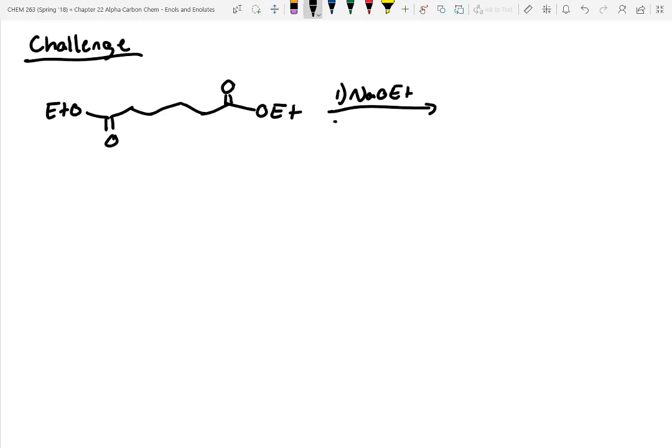For step 1, you'll add this with sodium ethoxide. Step 2 is going to be acid. And the hint is you're going to form a ring system. So see if you can work through this mechanism and figure out what ring you're forming by using basic arrow pushing techniques.